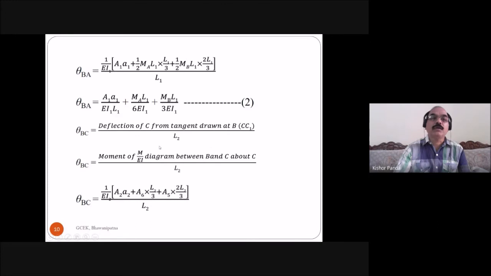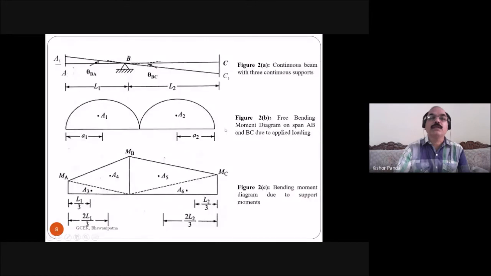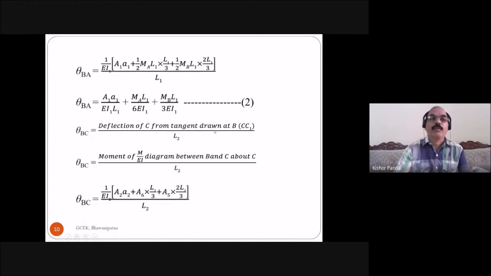So how will we find this one? This is equal to the moment of the M by I diagram between B and C about C. You have to take the moment of this M by I diagram between B and C about C. You have to take the moment of these areas, A2, A5, A6, about C. The moment of the M by I diagram between B and C about C is equal to theta BC. Theta BC is equal to 1 by EI2 into A2 a2 plus A6 into L2 by 3 plus A5 into 2L2 by 3, divided by L2.